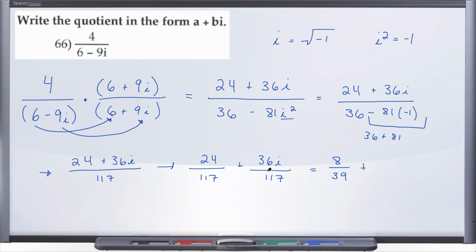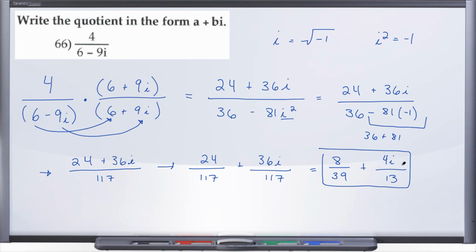And then here in our 36i over 117, I think 9 is going to go into each of these. So 36i divided by 9, well, that's going to give us 4i, right? Over, and 117 divided by 9 is going to give us 13. And so here we have our final answer: 8 over 39 plus 4i over 13.